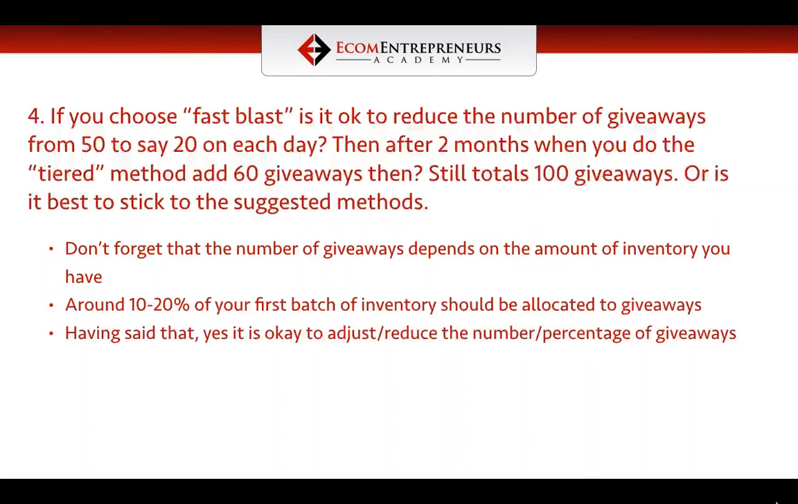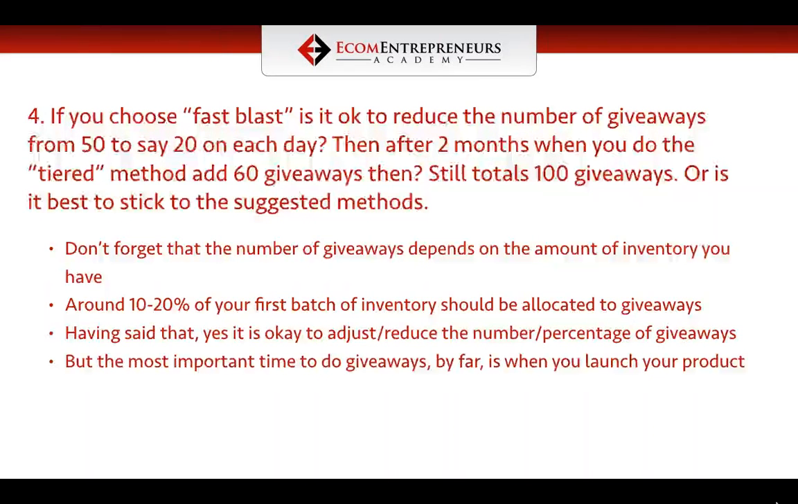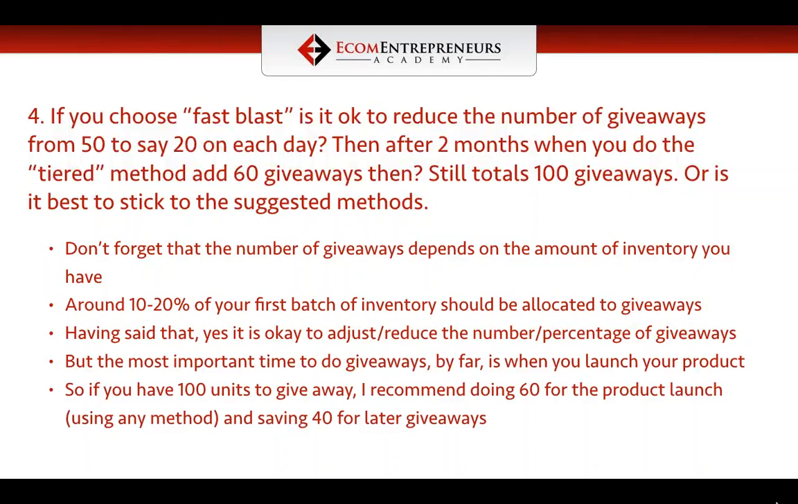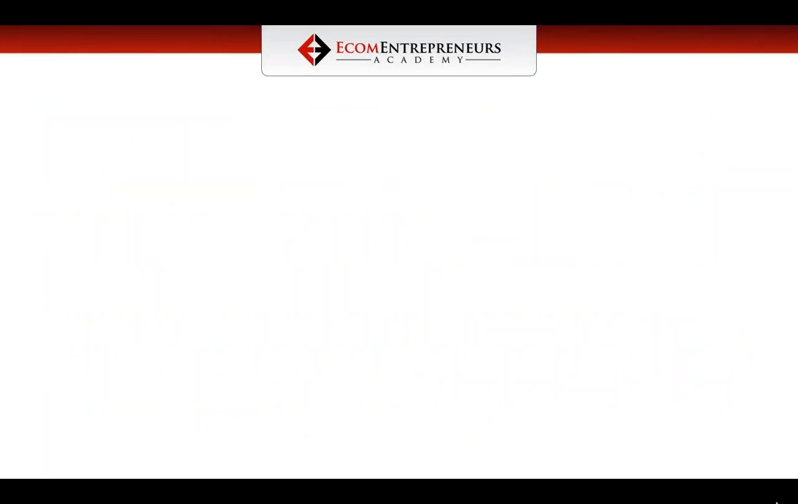Having said that, yes, it is okay to adjust or reduce the number or percentage of giveaways for your product launch. But the most important time, as I've mentioned before, to do giveaways by far is when you launch your product. So if you have 100 units to give away, what I would recommend is doing 60 for the product launch instead of only 40. And you can use any method. It doesn't have to be fast blast or tiered. As I mentioned in the course, tiered is probably the best way to go. And you save the remaining 40 for giveaways that you do later. So put more into the product launch and less into what you do later.